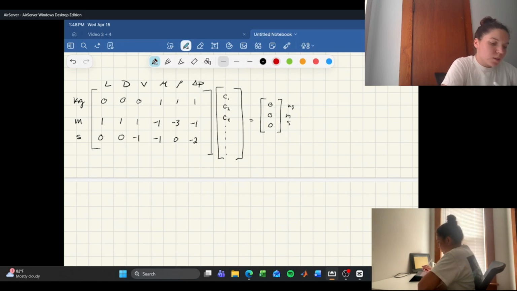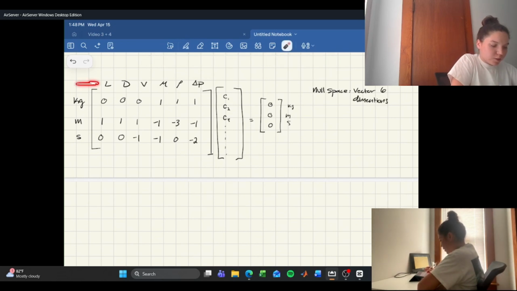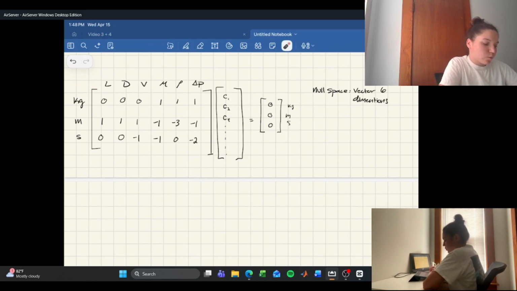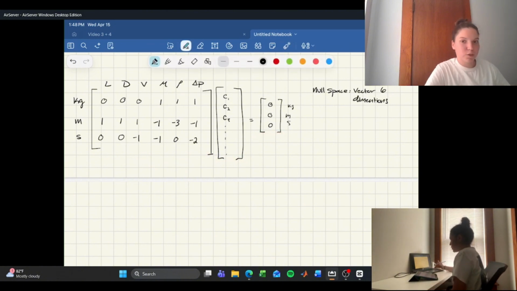So the null space is going to be a vector with 6 dimensions. Write this down here. And the 6 dimensions are these 6 up here. And for the null space, we're just going to take the dot product of this vector times the vector of the null space to get these values to be 0. That way we can form dimensionless groups. And the dimensionless groups just helps us relate all of these dimensions together.